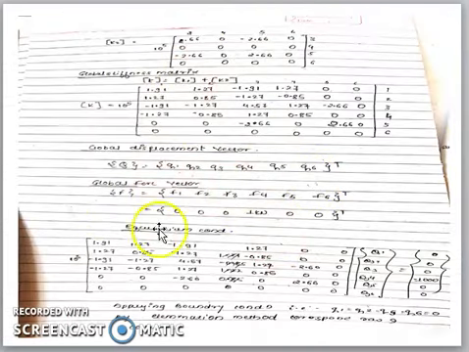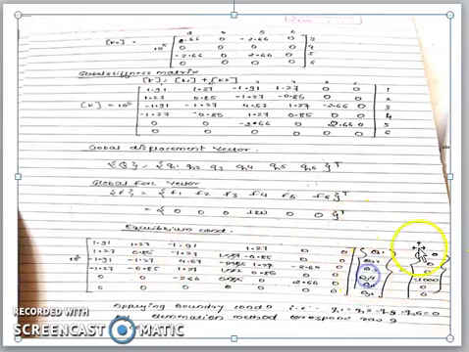Then the equilibrium equation. We know that the equilibrium equation is KQ minus F equal to 0, or you can write KQ is equal to F, where K is the global stiffness matrix, Q is the displacement vector, and F is the load vector.